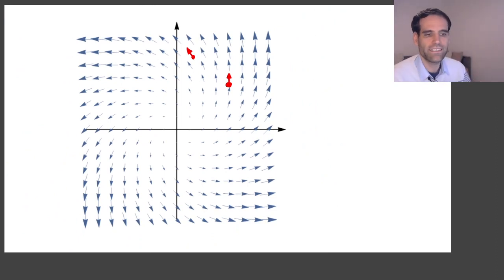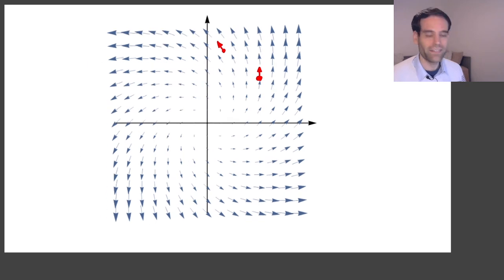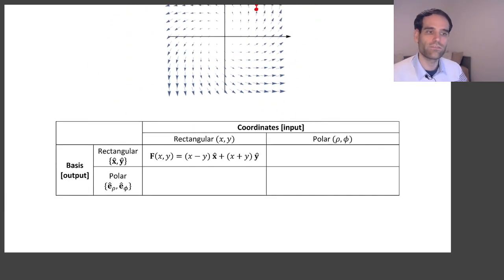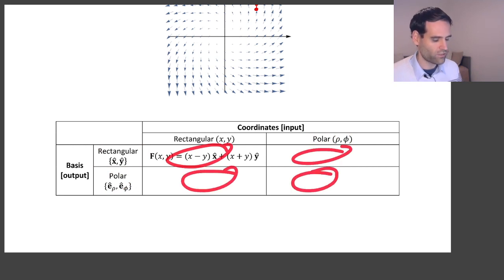This physical reality doesn't care if we use rectangular or polar coordinates or bases. It's the same field. But we need to find mathematical ways of describing it. And as I said, we have 4 combinations. We can either have rectangular coordinates and rectangular bases, or rectangular coordinates and polar bases, or polar coordinates and rectangular bases, or polar coordinates and polar bases, right? We have in total 4 combinations, which are our 4 slots here.